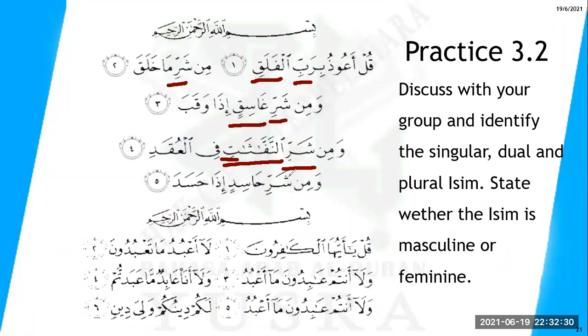Another one is al-uqadi. Al-uqadi is isim because of alif lam, and then because of kasra. What is the root word?